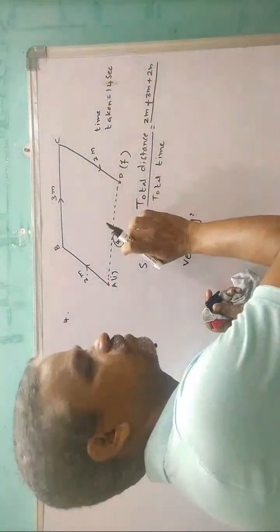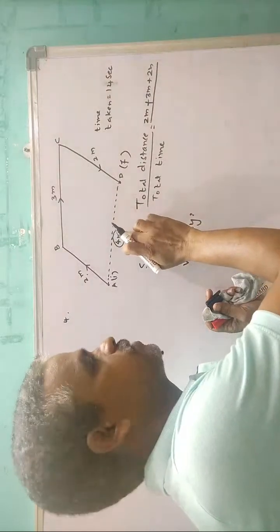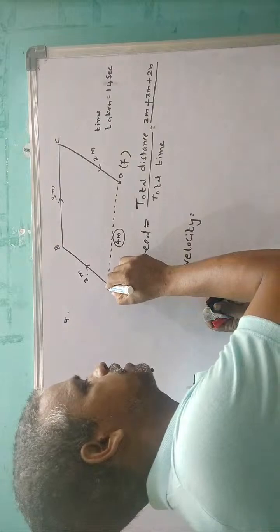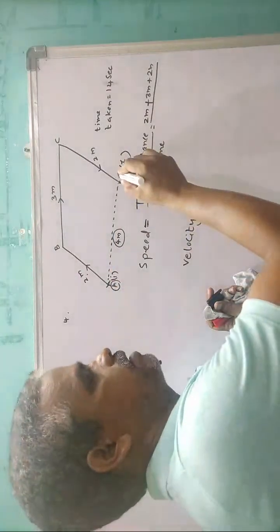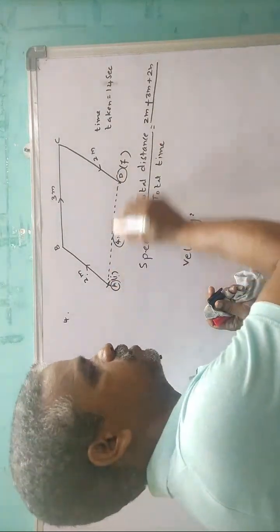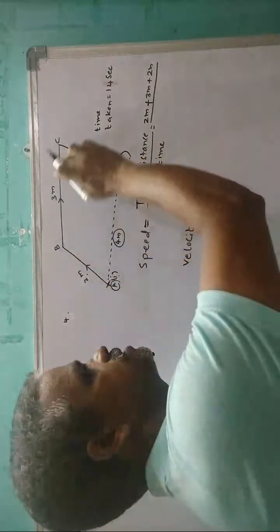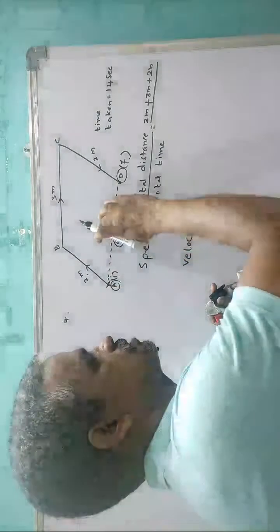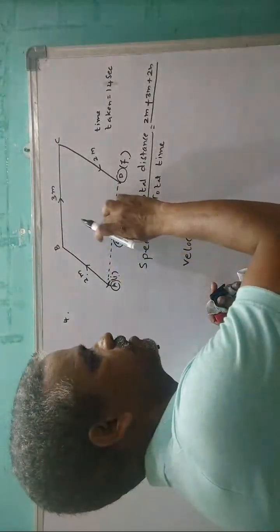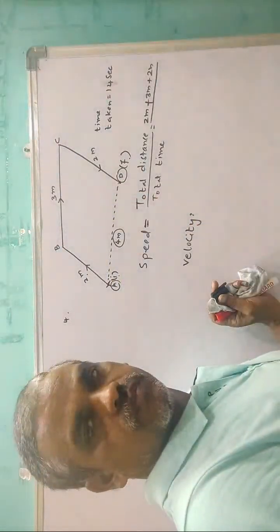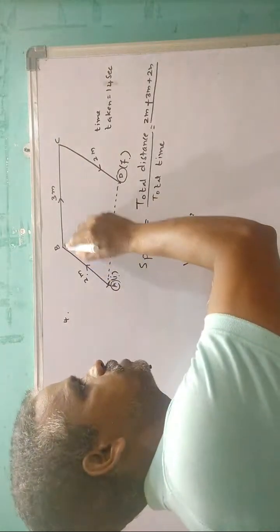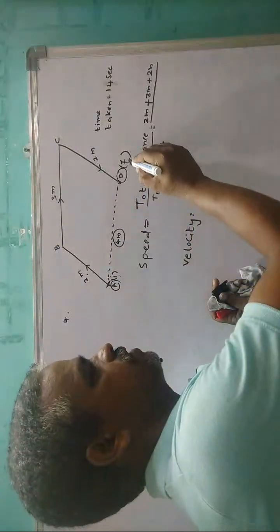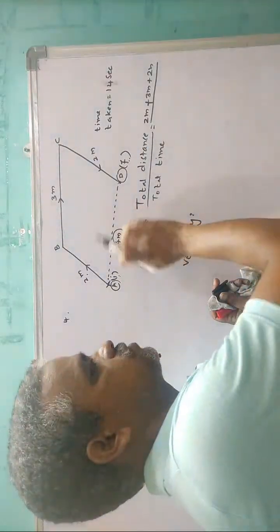Don't take this one. I also mentioned it here, but don't take this one. Why? Because the particle starts from A and reaches D. This is the initial position, this is the final. This much only it traveled. The particle did not cover this distance. The particle starts from A, reaches B and C, and finally reaches D. This is initial and this is final. So don't take this one.